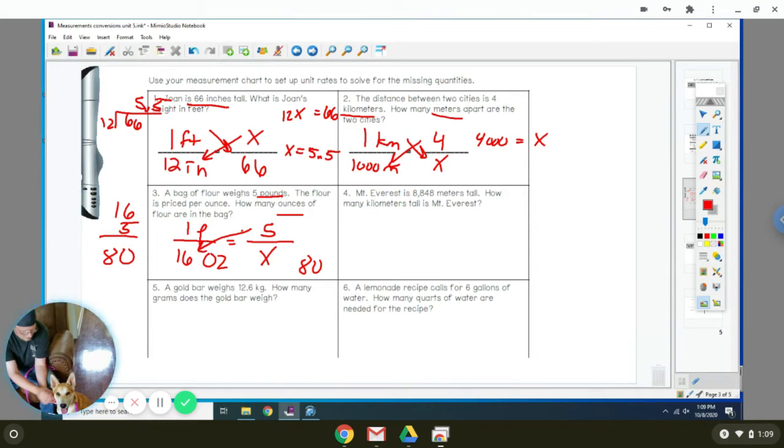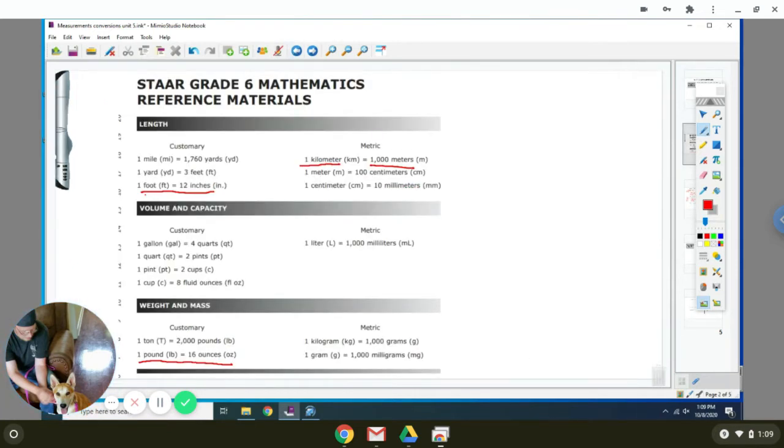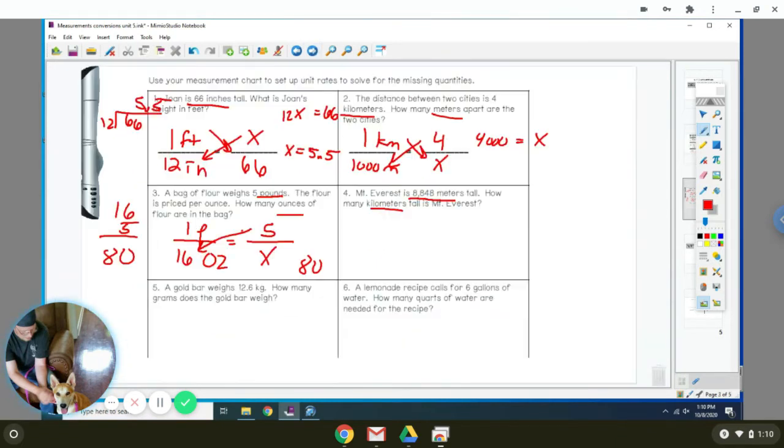Number 4, Mount Everest is 8,848 meters tall. How many kilometers is that? Well, we've already used this unit rate, but we can find it again right here. And it says 1 kilometer is 1,000 meters. So you're going to write 1 kilometer for every 1,000 meters.